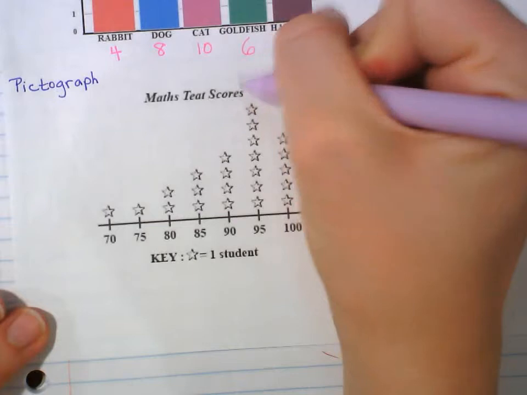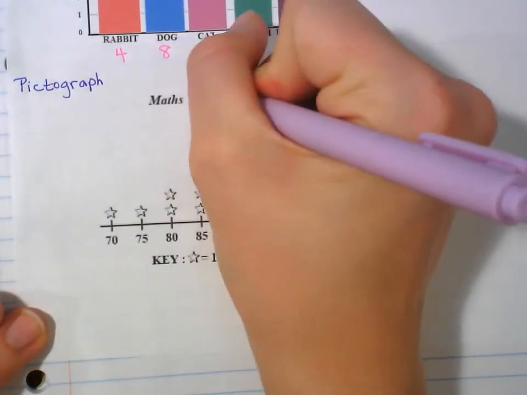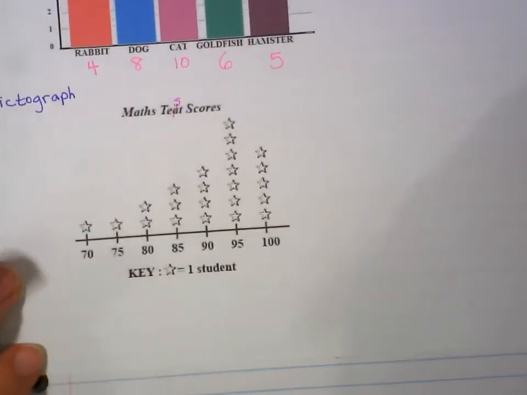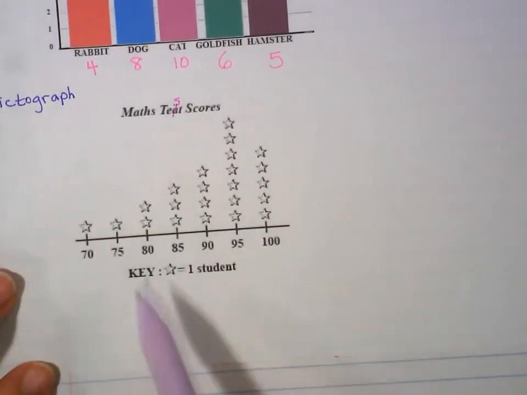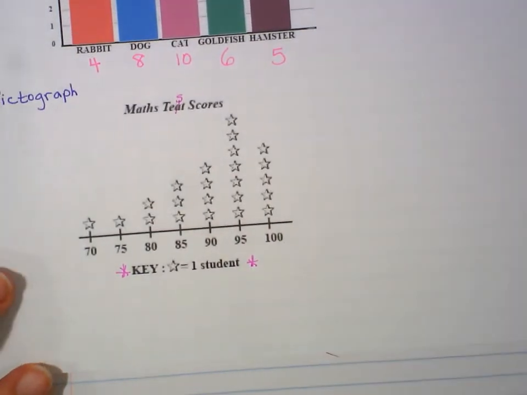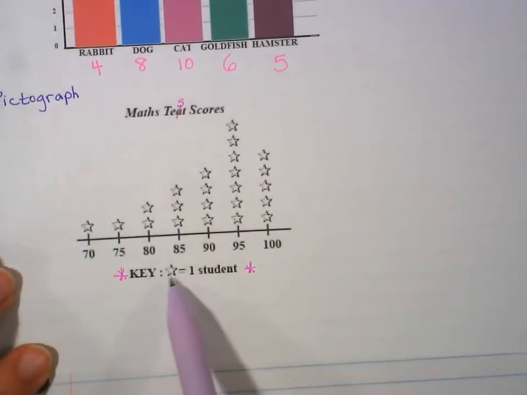Now, this is math test scores. I got this off Google. That should be an S and say tests. Math test scores. Okay. So, the key is crucial. The key is key. It is crucial. The star: each star represents 1 student. Sometimes it'll be 2. Sometimes it'll be 100.